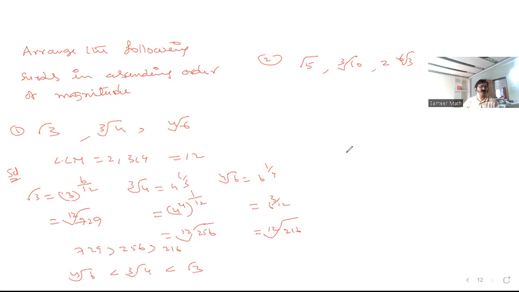Now come down to the next one. Here the first thing you have to do is take the LCM. For 2, 3, 6, the LCM is 6.